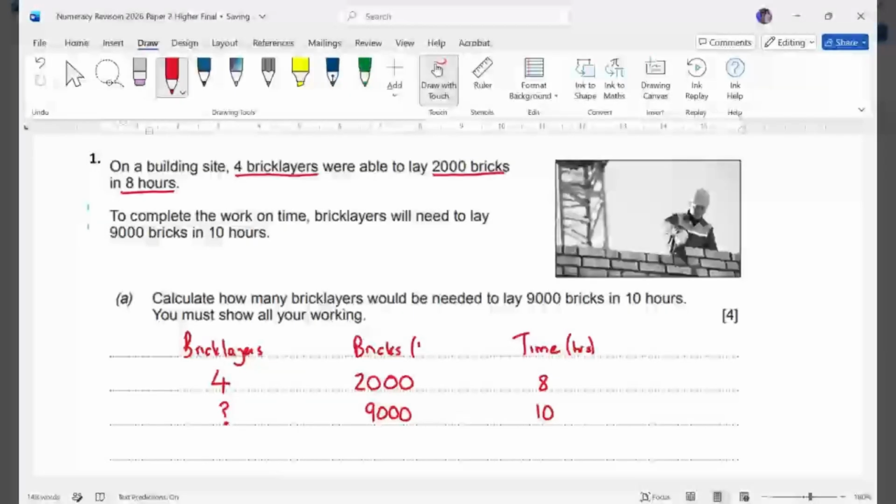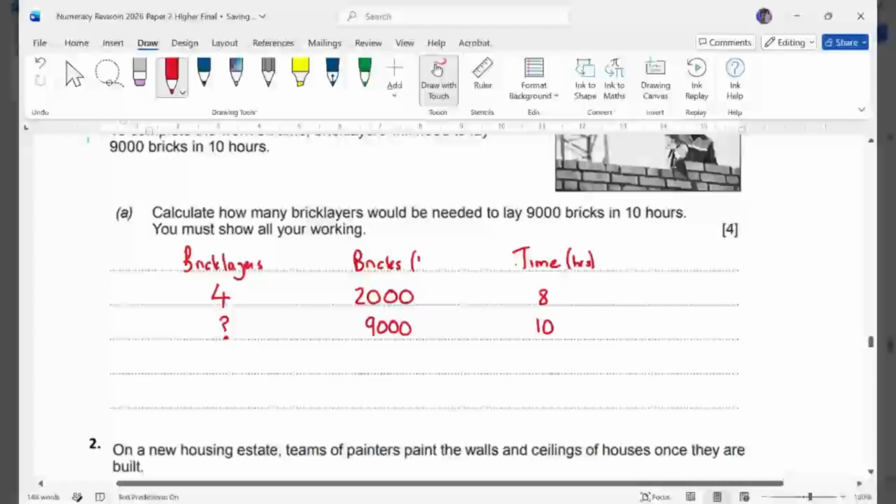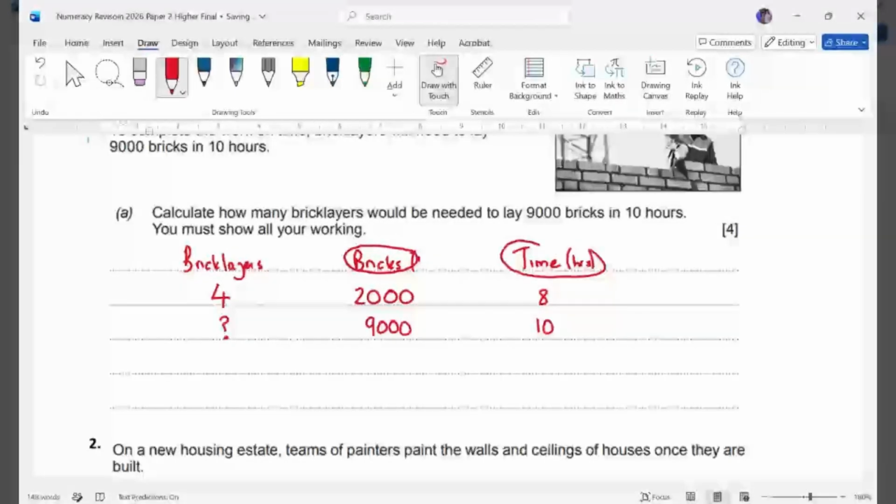Okay. We need to look at the 2 things that have changed. And we need to decide what effect that change will have on the number of bricklayers. All right. In order to do it in a faster time, I would need more bricklayers. In order to put more bricks down, I would need more bricklayers. In order to put less bricks down, I need less bricklayers. So let's have a look.